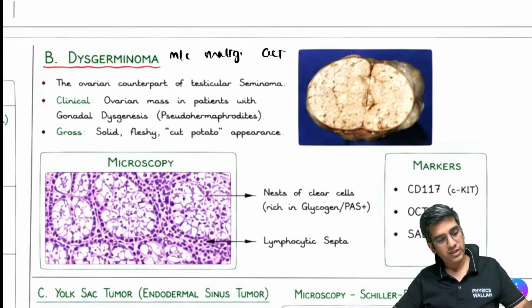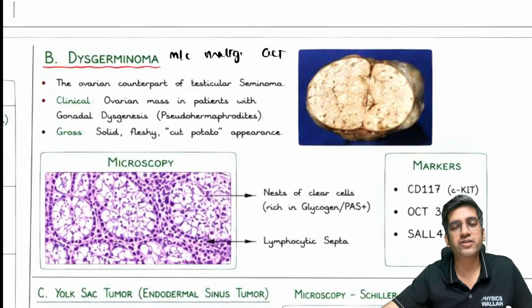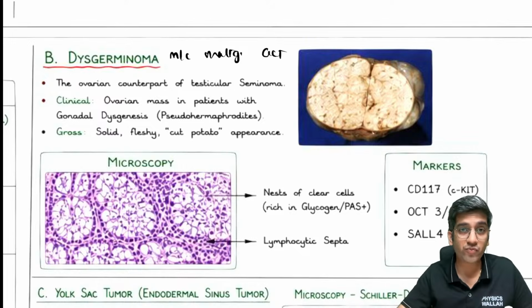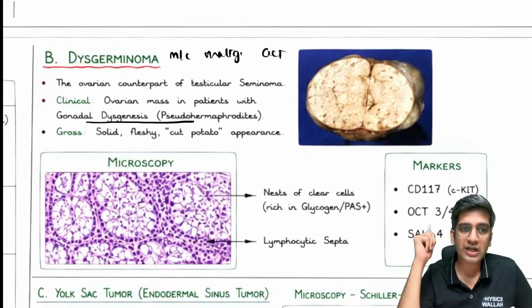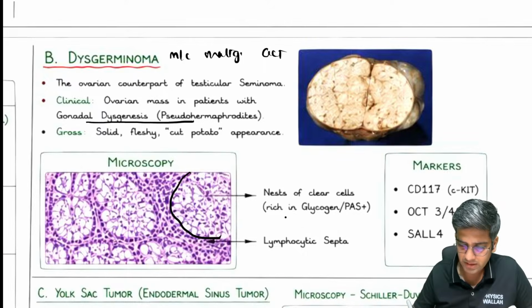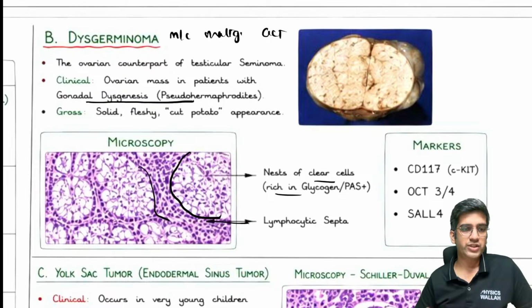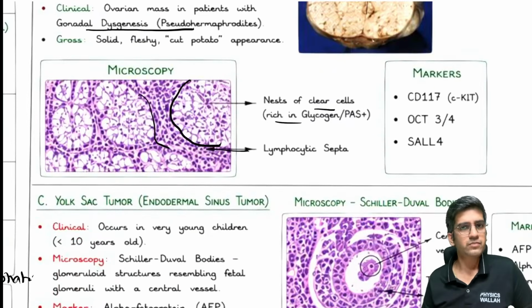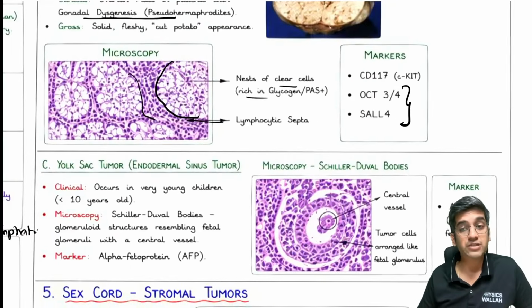If there's a clinical history saying that this patient has an ovarian tumor along with hermaphroditism, the patient does not have a proper gender discrimination, along with that the patient has an ovarian tumor, think of dysgerminoma because it is very commonly associated with gonadal dysgenesis, right? Microscopy, we know, same. I'll have nests of tumor cells, nests of clear cells rich in glycogen, and the septa will have lymphocytes. This is the classical finding for your seminoma, dysgerminoma, fine? Markers, same. CD117, OCT3/4 and SALL4 are the best markers.